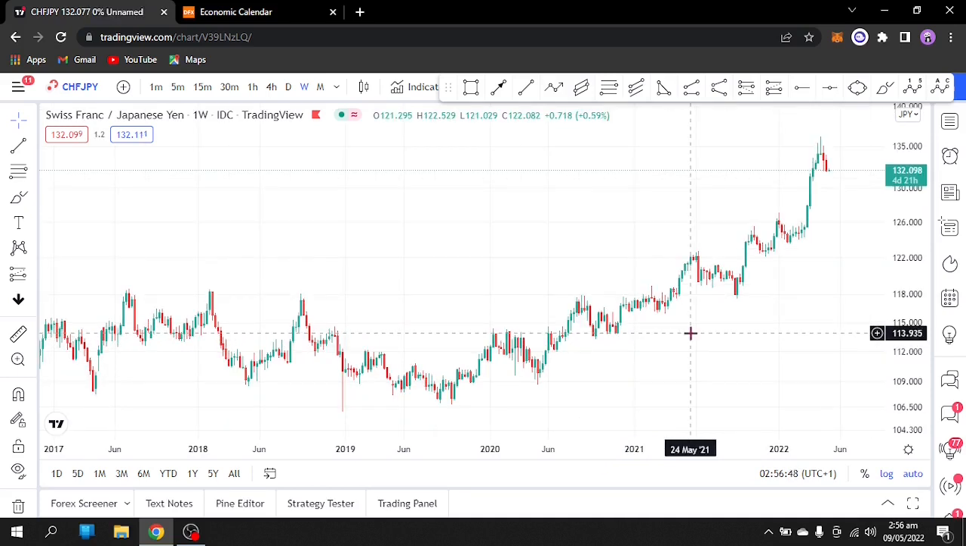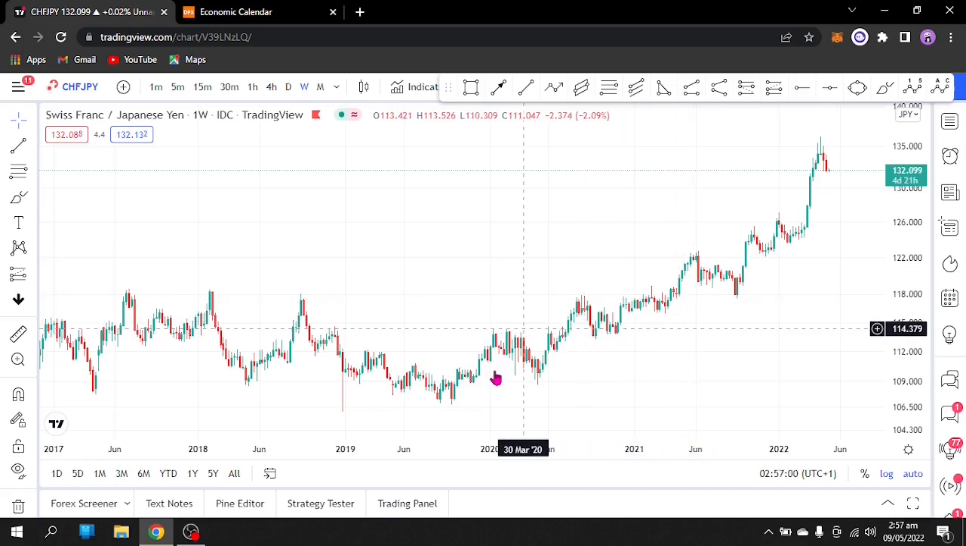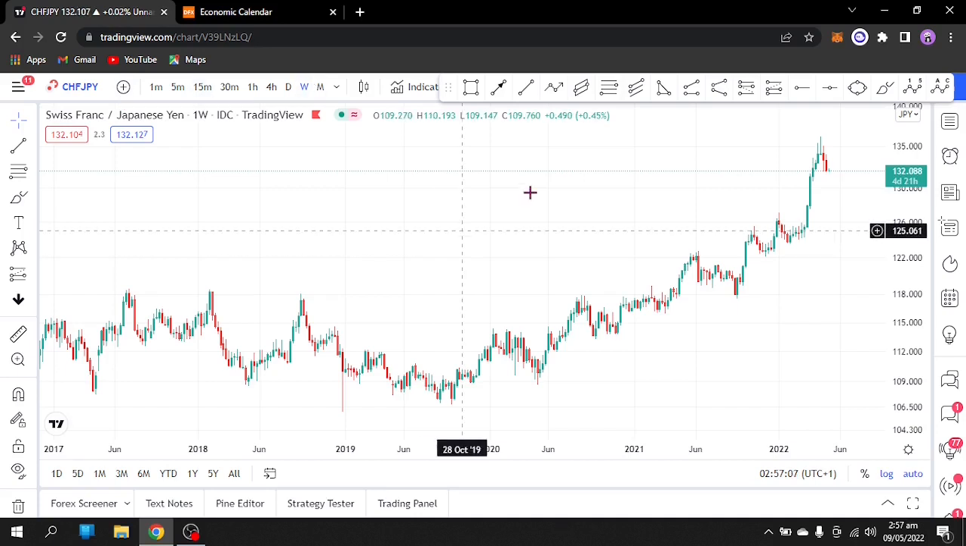You make money two ways: either you buy or you sell a currency pair, and it's important to know the current trend of the market because it helps you decide on whose side you should be on, the bulls or the bears. Now this is the CHF JPY on the weekly time frame. Looking at this chart, you will see that the market is bullish.